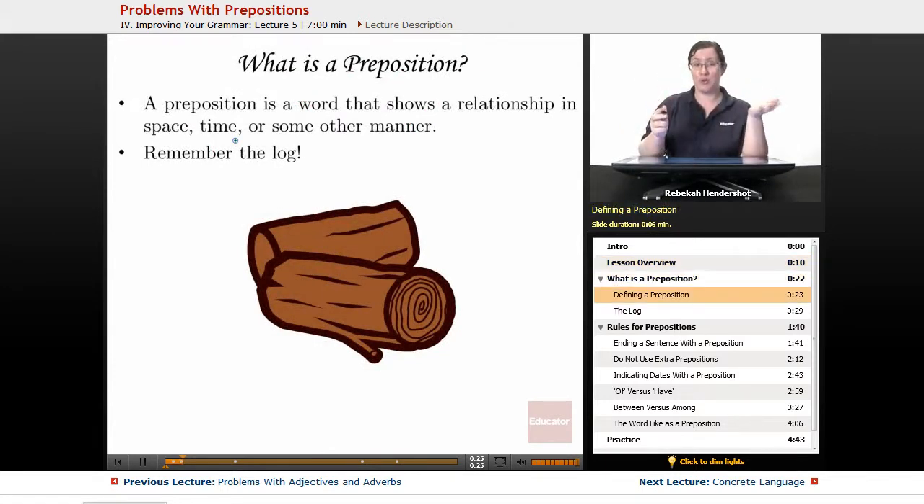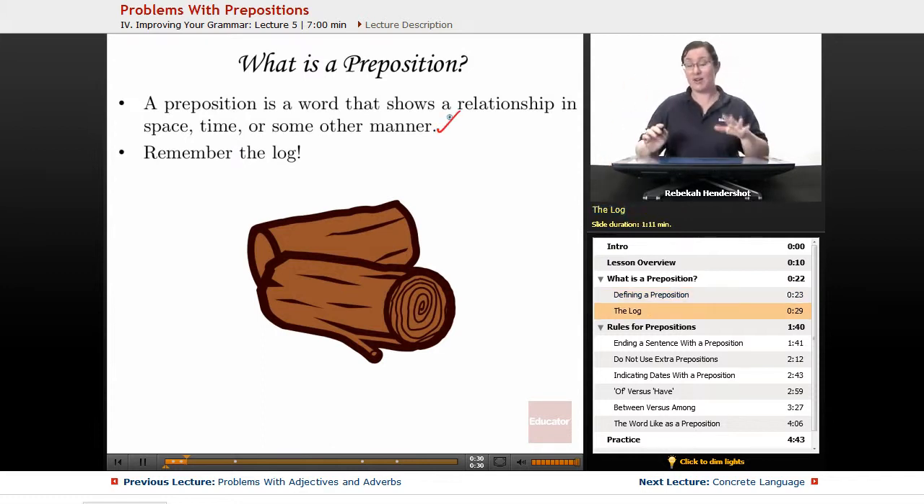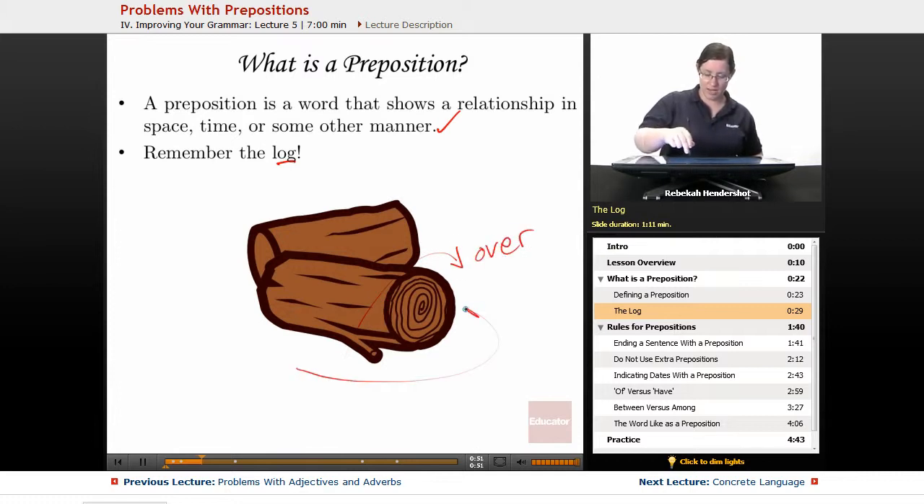A preposition is a word that shows a relationship in space, time, or some other manner. Now, we have an entire lesson on prepositions back in the basic grammar course, but just in case you've forgotten, remember the example of the log. Think of it this way. You're walking through the forest, as you often do, and you come upon a log, a fallen tree. Well, you have a lot of options at this point. You could step over the log. You could go around the log. If the log were hollow, which this one is not, you could go through the log.